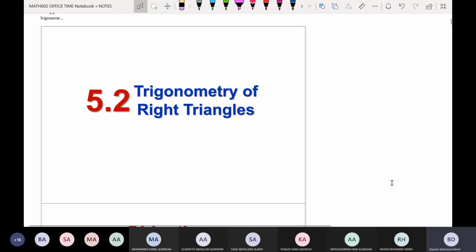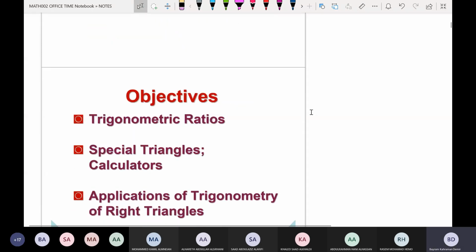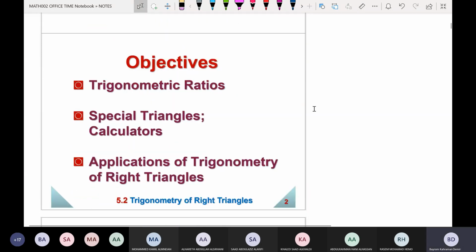All right, we are going to study the trigonometry of right triangles today, everybody. Section 5.2. We will see the trigonometric ratios of right triangles, and we will see the trigonometric ratios of some special angles, like 30 degree, 45 degree, and 60 degree.